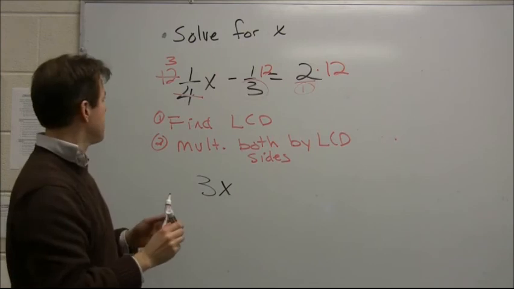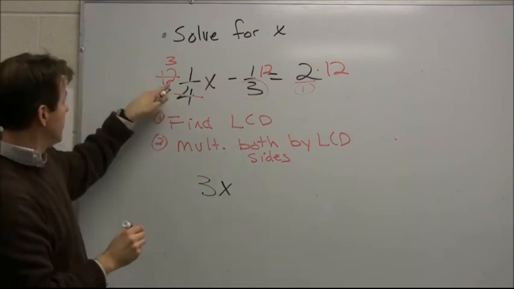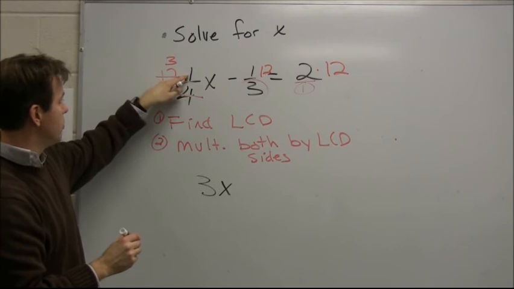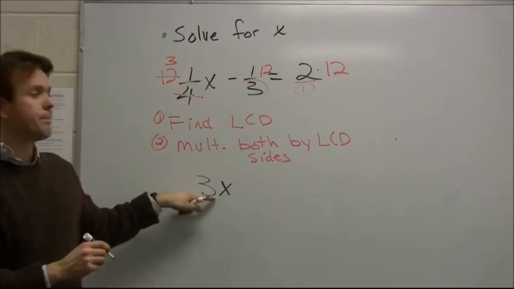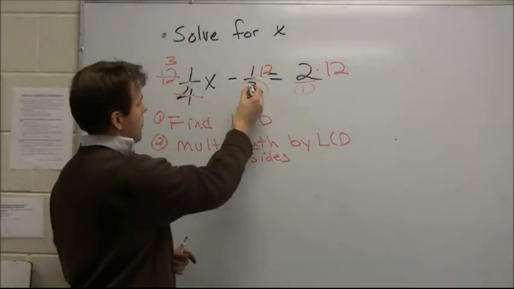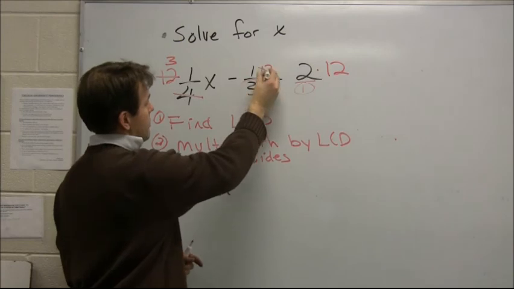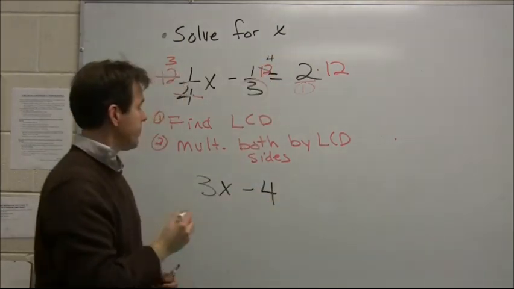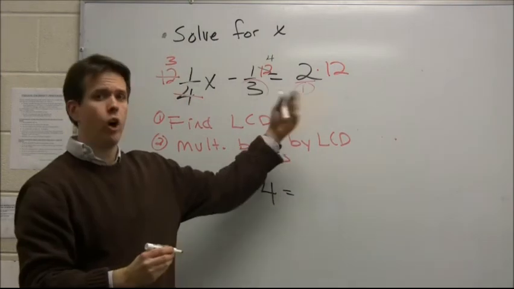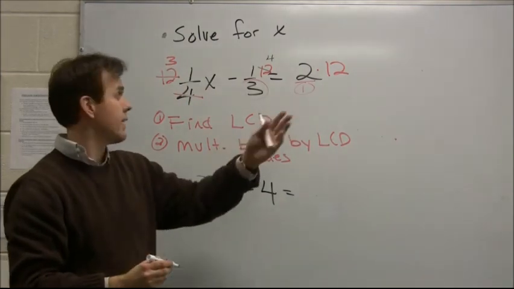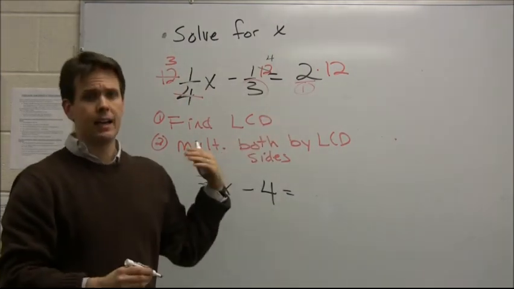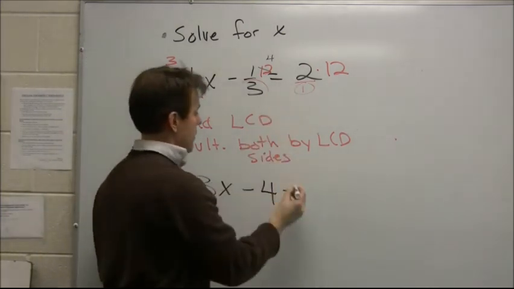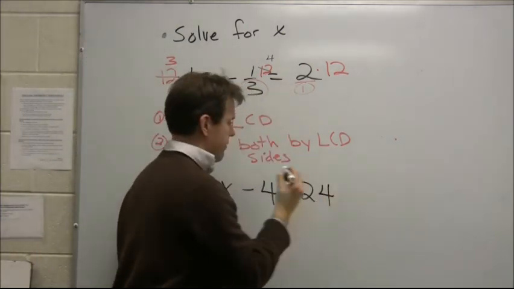Does that make sense? Multiply by 12, so 4 goes into 12 3 times, and 3 times 1 gives me a 3x. How about this one? 3 goes into 12 how many times? 4 times 1 is 4. Equals, and don't forget the right-hand side. Often students will forget the right-hand side, particularly if the right-hand side does not have the denominator other than 1. So 2 times 12 is 24.